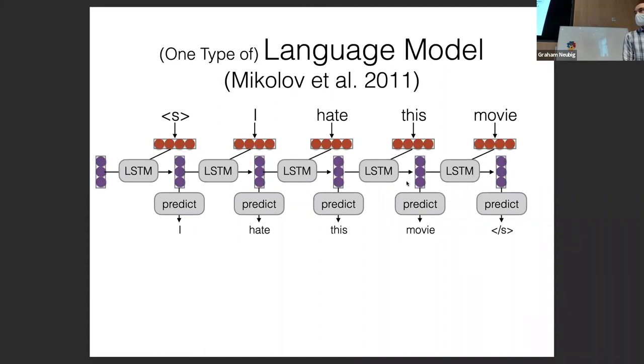So we talked about one type of language model last class, namely a recurrent neural network language model. And this is just a rehash of what I talked about last time. Basically what it does is it takes in the previous word or the previous context, generates a vector from it using a recurrent neural network, and predicts the probability of the next word that we're going to see in a sequence.